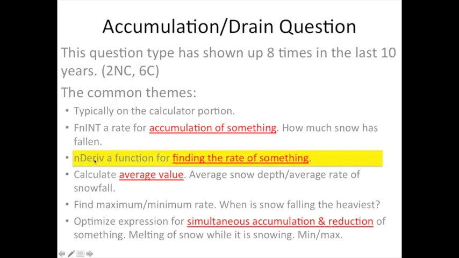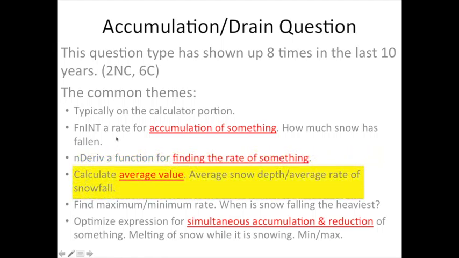Sometimes they have you do an nDeriv of a function, if they give you a function, to find the rate. So for instance, maybe we have a function for the snow depth, and we want to know how fast the snow is falling at a particular point in time. Sometimes we want to know the rate of a rate. So for instance, maybe we have the rate of how much snow is falling, and we want to know where that rate is the heaviest, when it's coming down the fastest. So we would do a derivative and then look for a max.